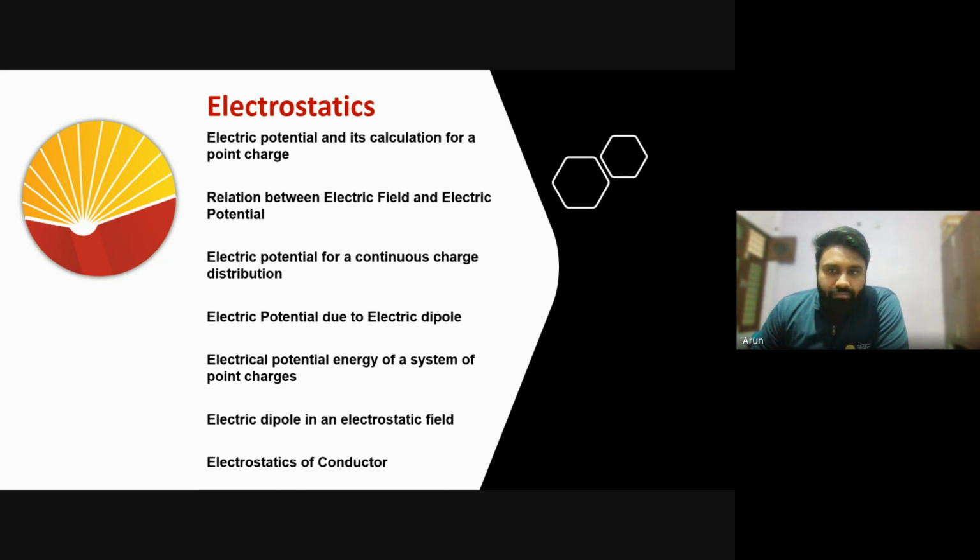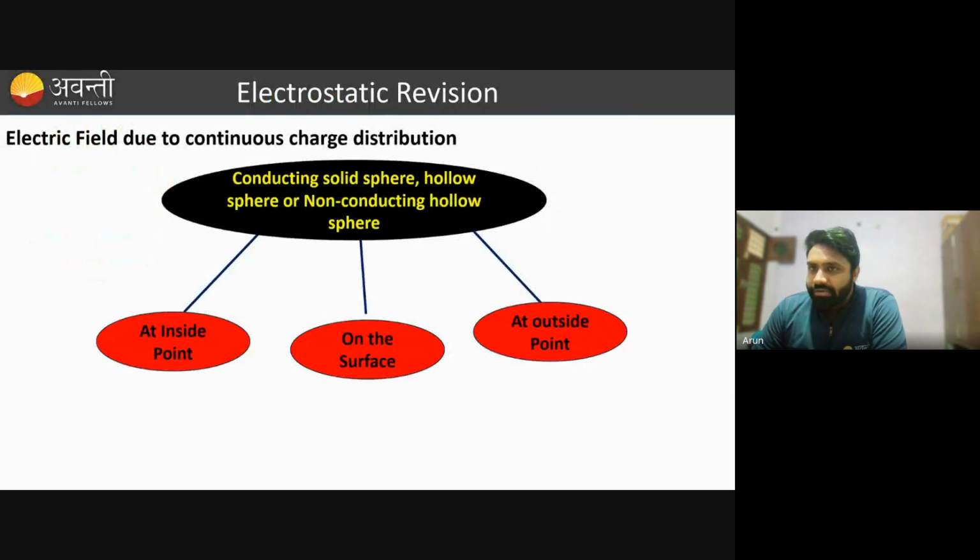So the first topic that we have left from the previous lecture is electric field due to continuous charge distribution. And you do not have to worry about this. Conducting solid sphere, hollow sphere, or non-conducting hollow sphere: for all three of them, we have a single formula that will be followed. Because if you talk about a conducting sphere, we know that if any material is conducting, the charge will come out on its surface.